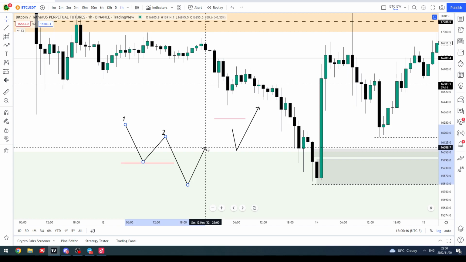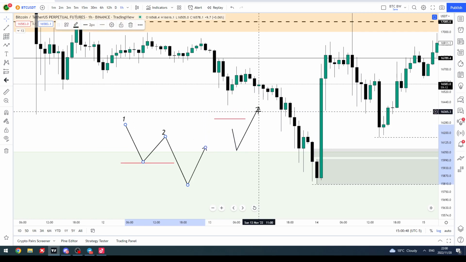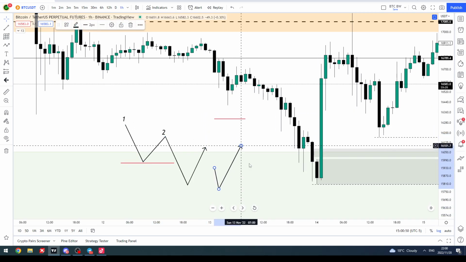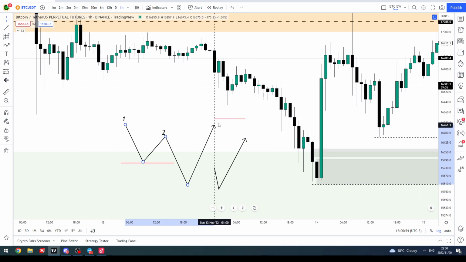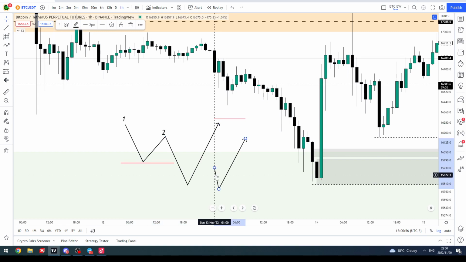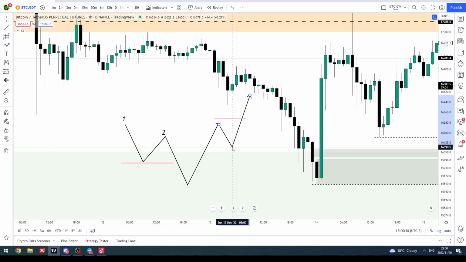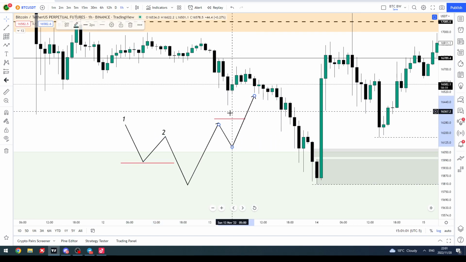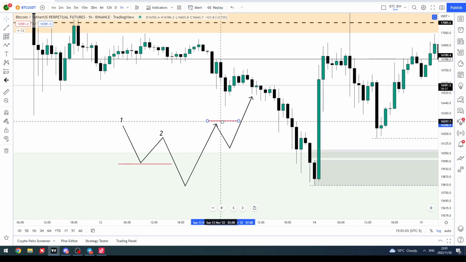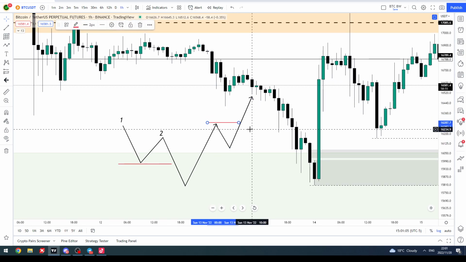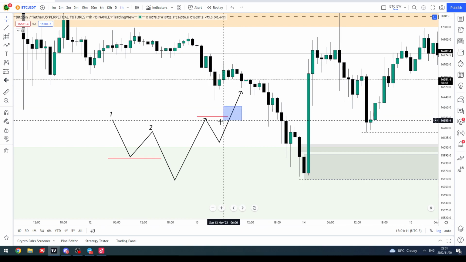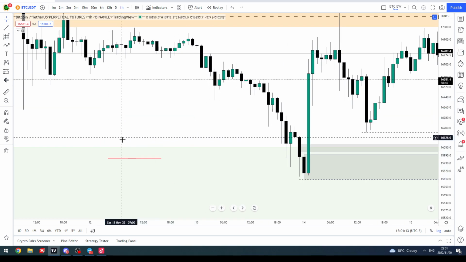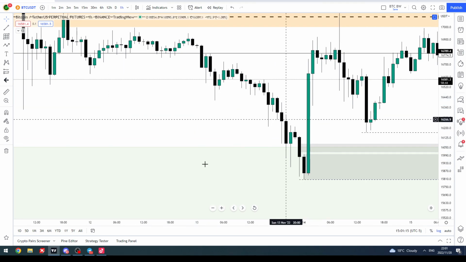We would want it to come somewhere here and then head down there, right? But the fact that it broke 2 gave us a change of character, and what followed was another break of structure to the upside, which gave us a shift in structure. But what I'm showing you now, which is not my concept, is that there's an earlier way to figure these out.